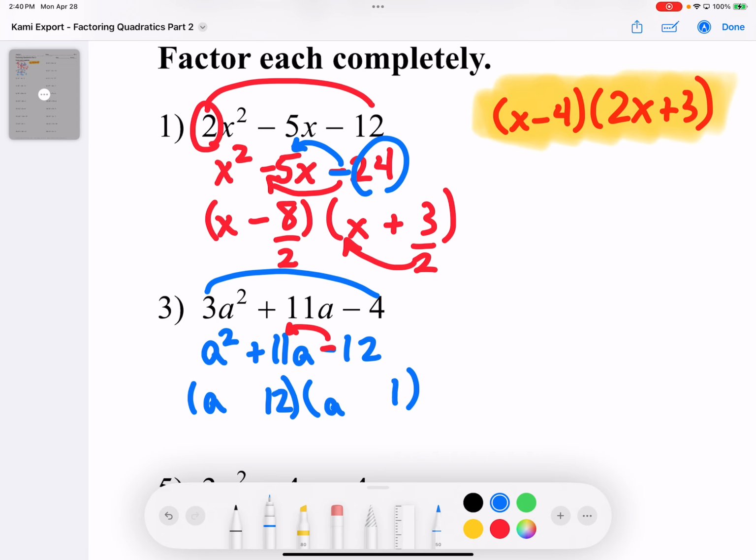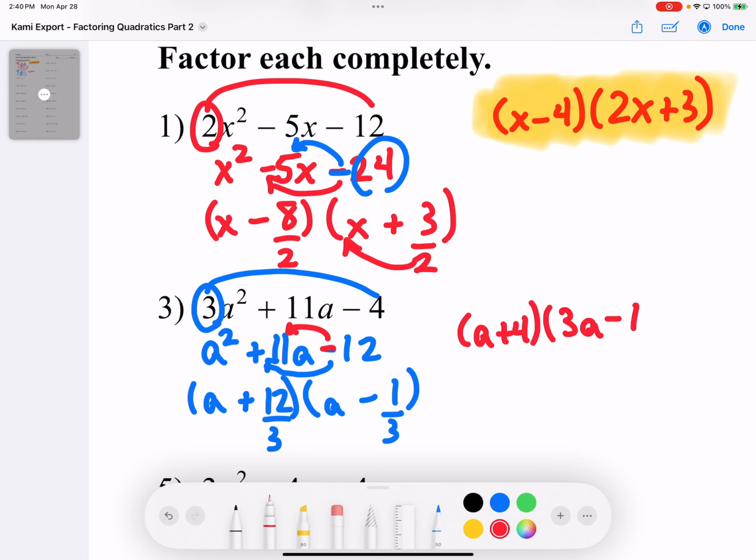Because it's a minus, we look to the middle sign to see what the bigger number gets. The bigger number wins a plus, and the other one gets a minus. And then we're going to divide by the 3. When I do that, 12 divides by 3 4 times, so we get a plus 4. And then the 1 divided by 3 doesn't work, so we're going to slide the 3 in front of the a. And we have 3a minus 1. And that's going to be my answer for that one.